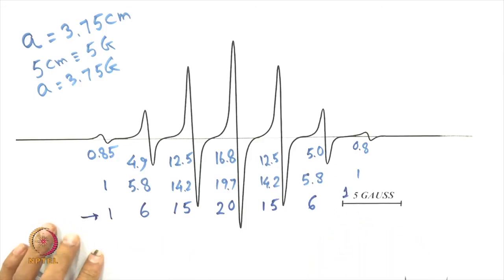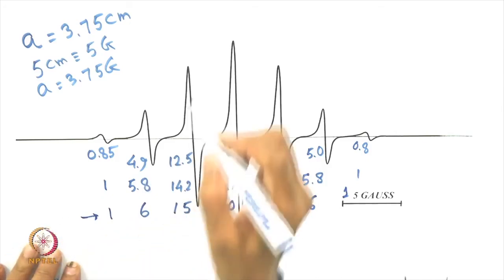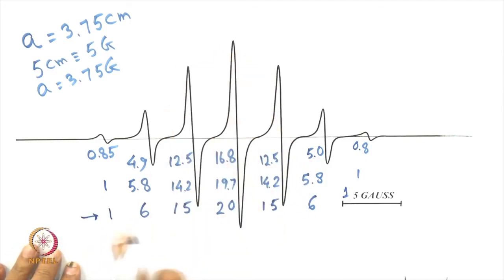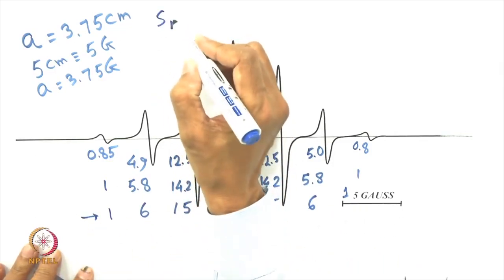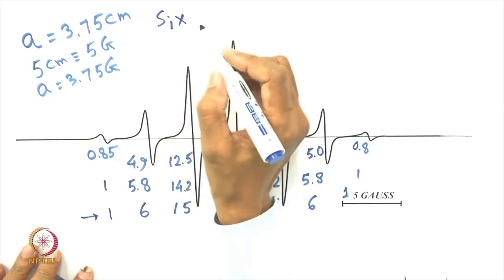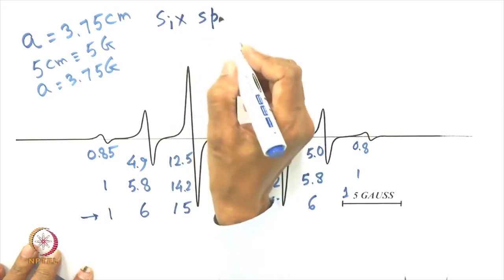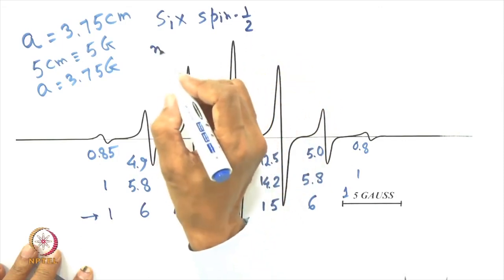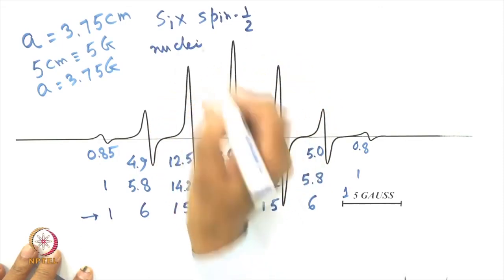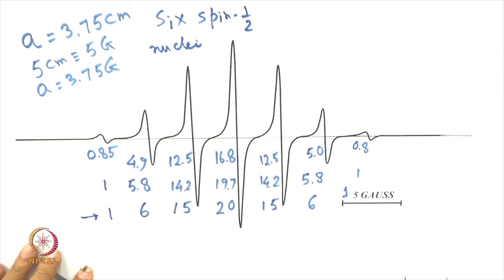So, this is nothing but 6 spin half nuclei giving rise to such relative intensities. We have got 6 spin half nuclei present here in this radical. So, that is the way we can explain this pattern.